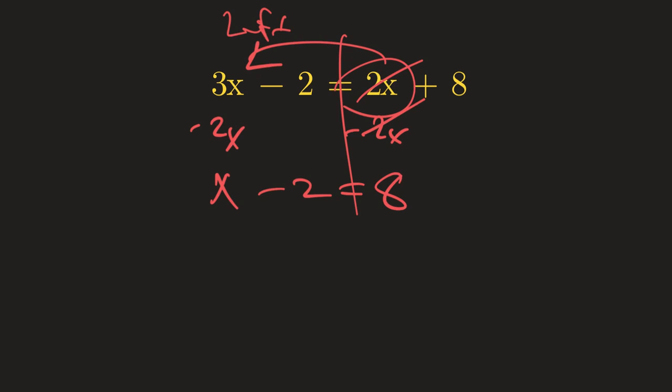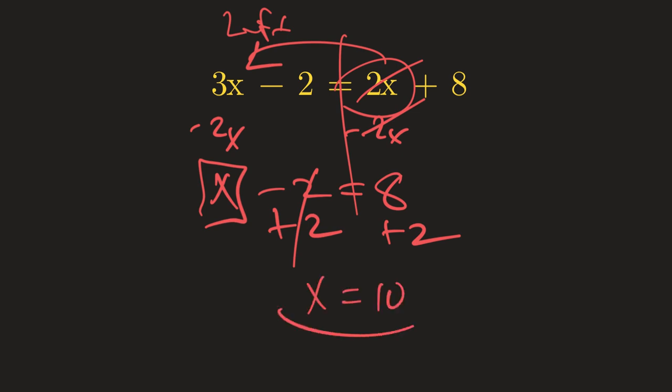Now who's leaving? What are we solving for? Solving for x. Here's my x. What else is on the left side with the x? Negative 2. How do I get rid of negative 2? Opposite operation.